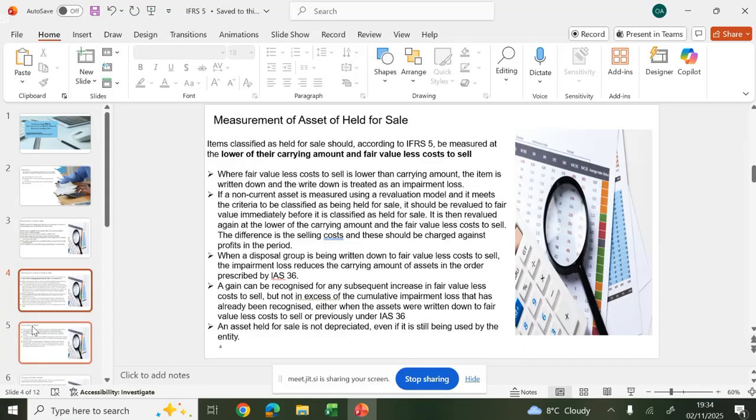An asset held for sale is not depreciated, even if it is being used by the entity. So if an asset is meant to be held for sale, we cannot depreciate it, even if we are still using that particular asset.